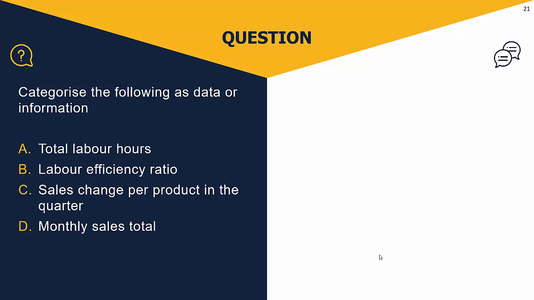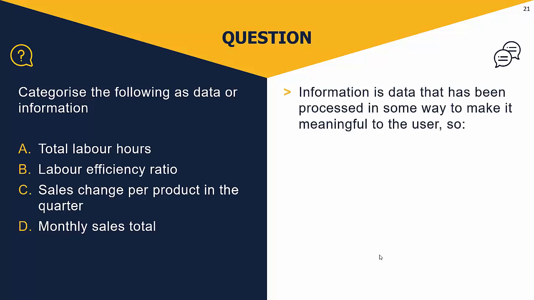So just to remind ourselves, data is them raw facts and figures which on their own aren't overly useful for planning or decision making purposes, whereas information has been processed into a form which should be useful to help management make their decisions. Okay, so I'll give you a couple of seconds to have a think about that. Okay, well, having a look, let's pick out the bits which would be classed as information. Well, certainly that labour efficiency ratio would be information.